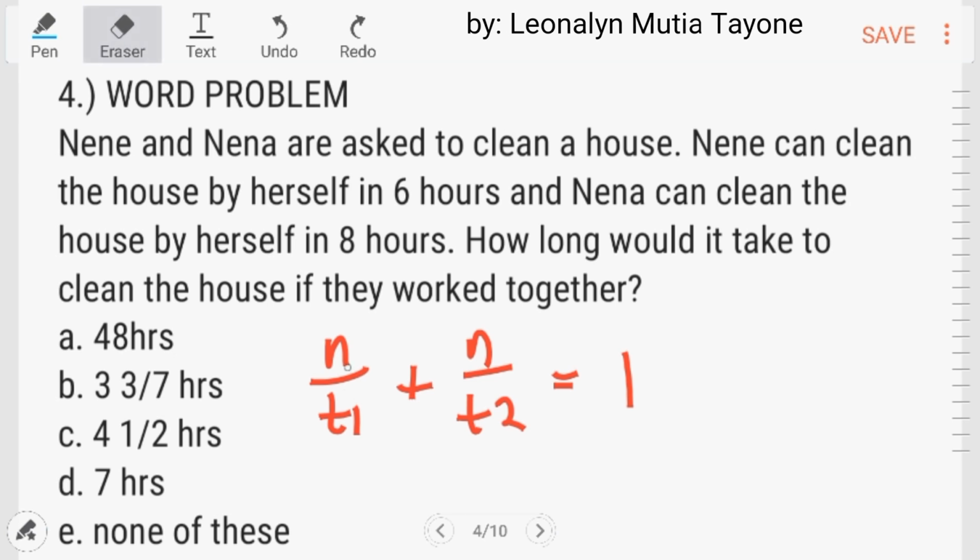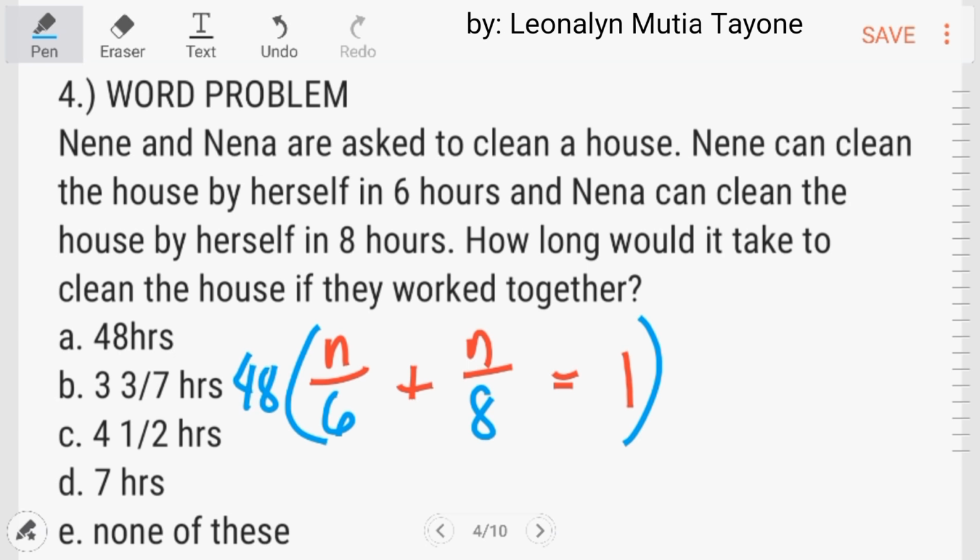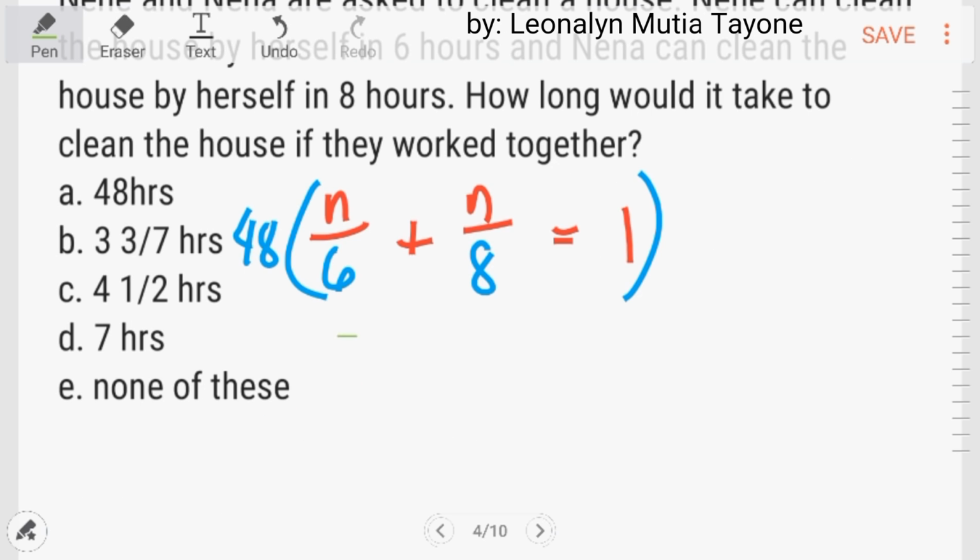Ngayon, i-change natin ito as 6, si kay Nini. Ito naman, i-change natin sa 8. So, ito na yung equation niya. I-multiply mo siya lahat ng 48, kasi para magkaroon ka ng whole numbers. Paano ko nakuha yung 48? 6 times 8, and that is 48. And this will become 8n plus 6n equals 48.